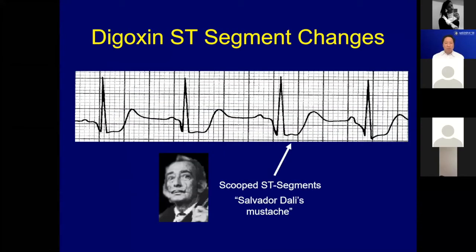So here's an example of Salvador Dali's mustache. The ST scoop changes. You'll see depressions of the ST wave. It looks kind of like the shape of his mustache. That's not always there, but it's commonly seen on patients taking digoxin. Next slide.